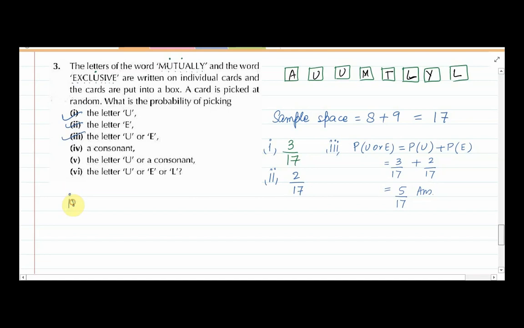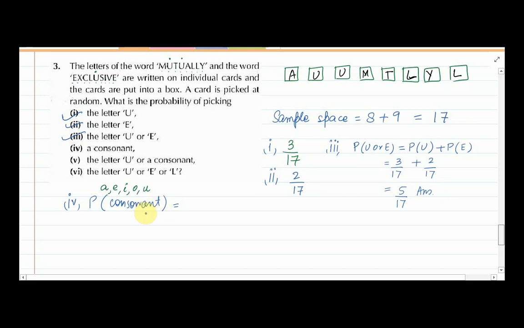After part 3, we have part 4, probability of a consonant. Now what is a consonant? All the alphabet except vowels. Now I hope that you all know what vowels are. So it's A, E, I, O, U. Except these 5 letters, all the remaining 21 letters are consonants.